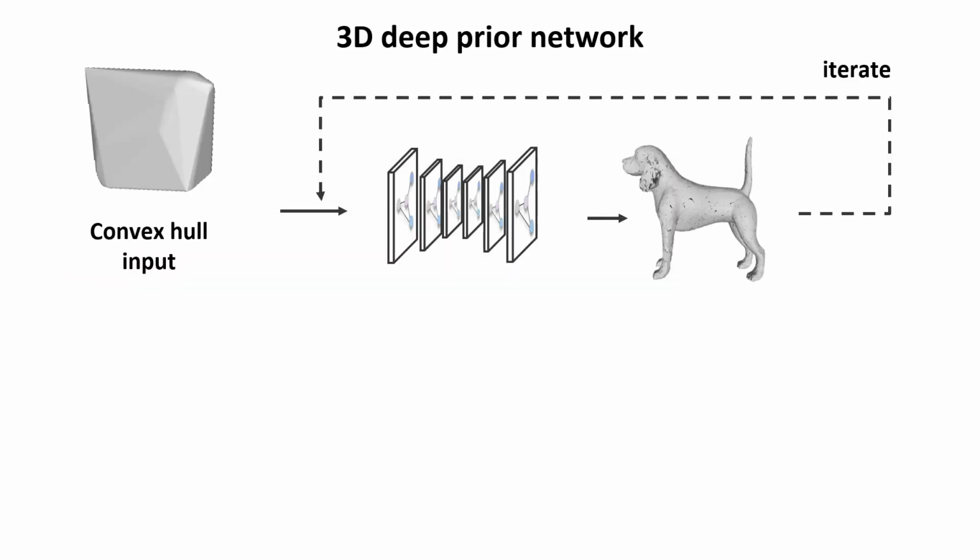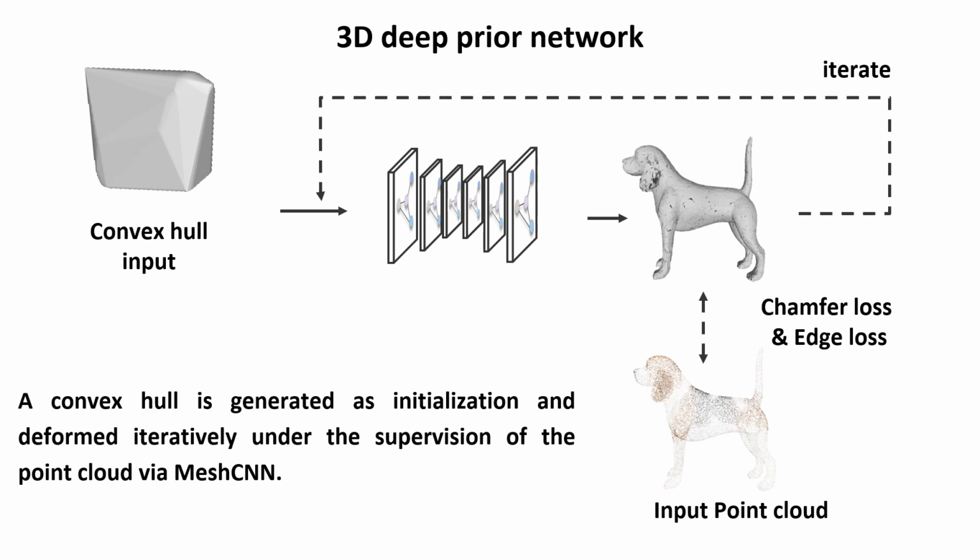Now we introduce the 3D self-prior network and 2D self-prior network in detail. Similar to Point2Mesh, a convex hull is generated for its initialization and deformed iteratively under the supervision of the point cloud via mesh CNN. The loss function is redesigned for computational efficiency and faster convergence. We then refine the mesh via a 2D prior network.